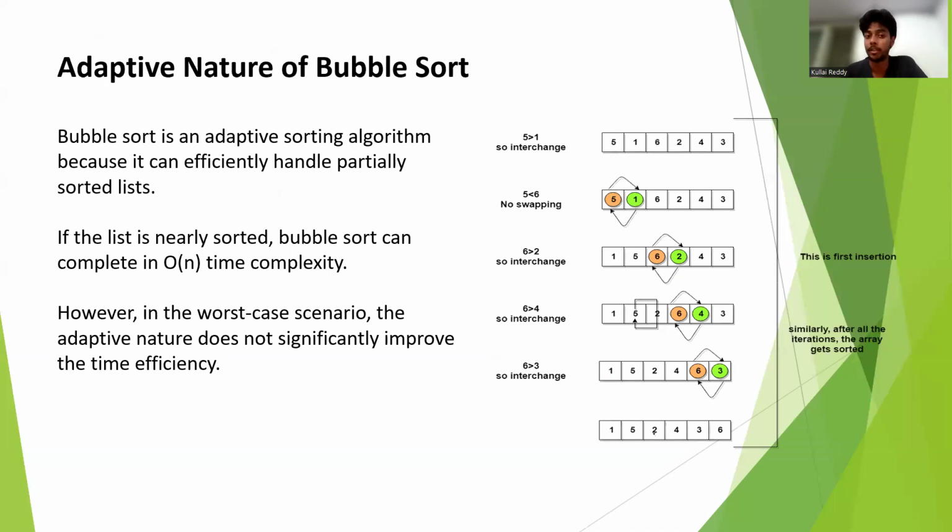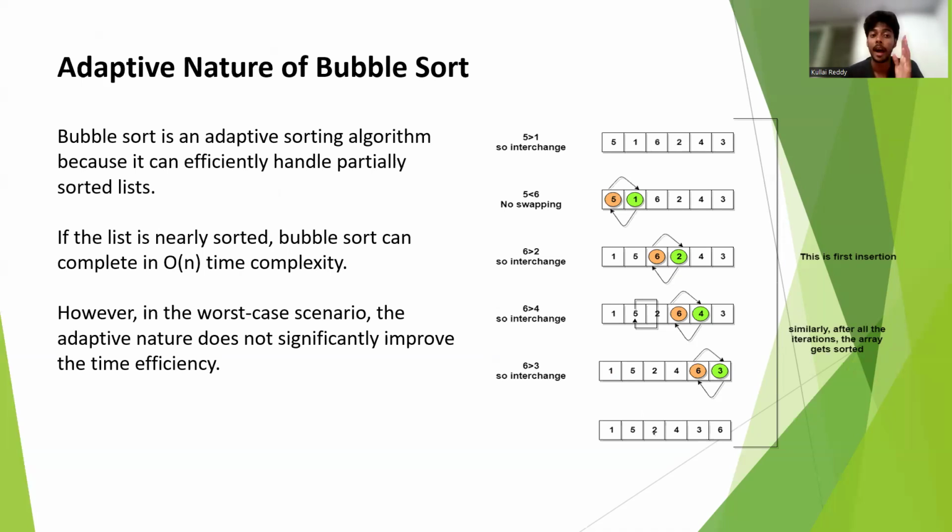Adaptive nature of the bubble sort. Bubble sort is an adaptive sorting algorithm because it can efficiently handle partially sorted lists. If the list is nearly sorted, bubble sort can complete in O(n) time complexity. However, in the worst case scenario, the adaptive nature does not significantly improve the time efficiency.